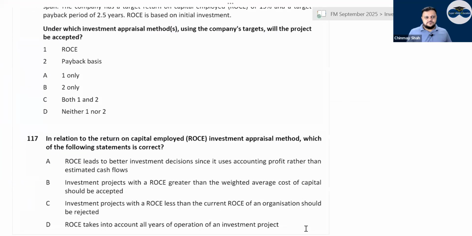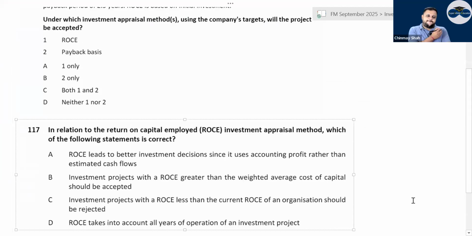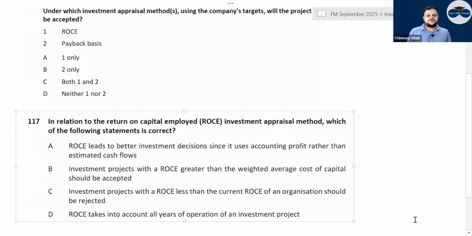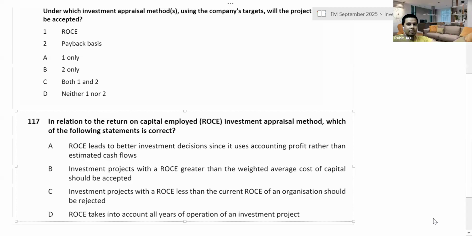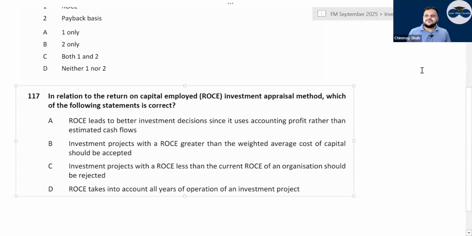Leave the first point, leave the second also. An investment project with a ROC less than the current ROC of an organization should be rejected. What do you think? Correct. Yes, sir. My current ROC is 15%. If there is a project giving 12%, will you accept or reject the project? Reject. Seems to be the correct answer. Okay.